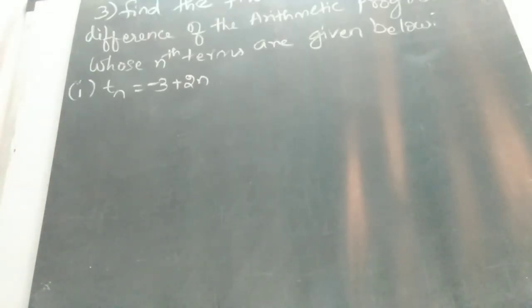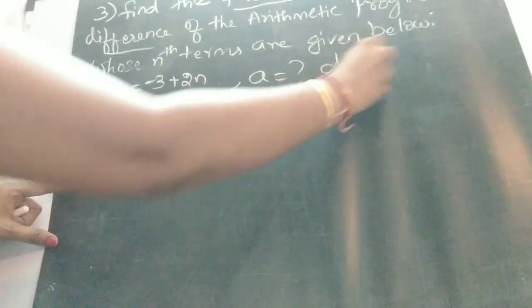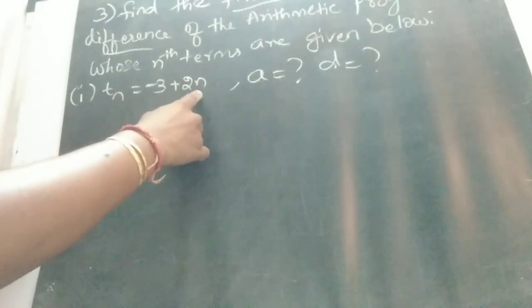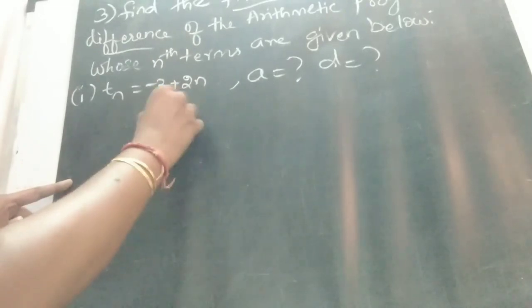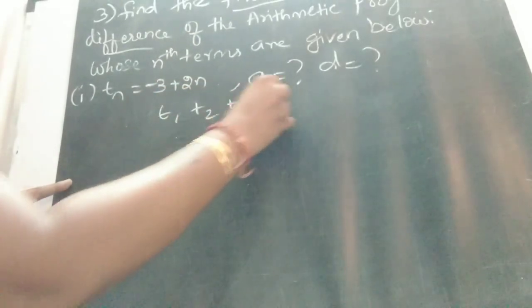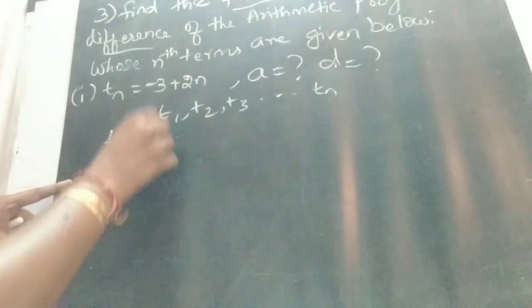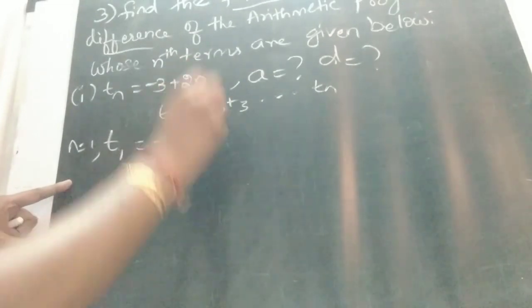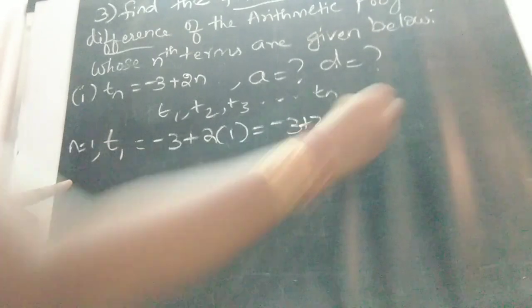Look into your next question, the third one. Find the first term and the common difference. That means you are going to find A and D, right? Given that the last term Tn is minus 3 plus 2n. The general term of that arithmetic progression is given, like T1, T2, T3. So you are supposed to find the first term. That is when n is 1, you will get the first term. Minus 3 plus, in n's place you put 1. You get minus 3 plus 2, which is minus 1.